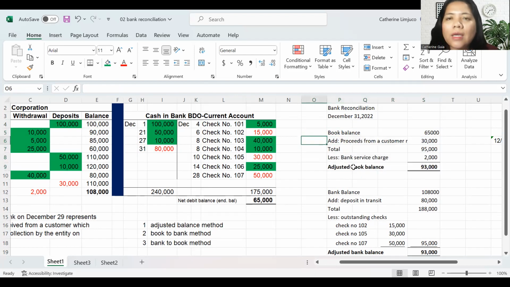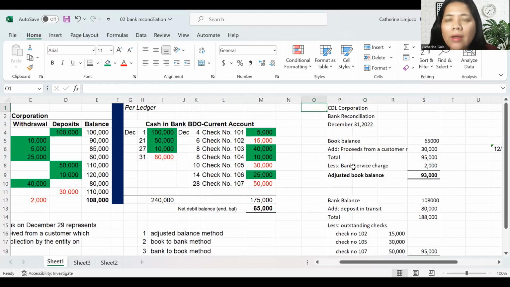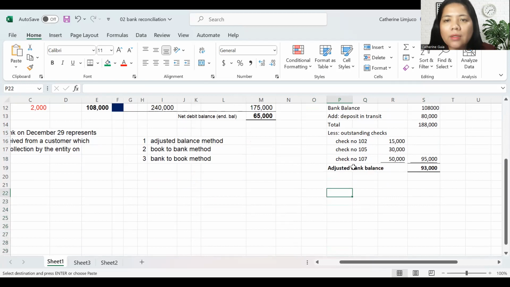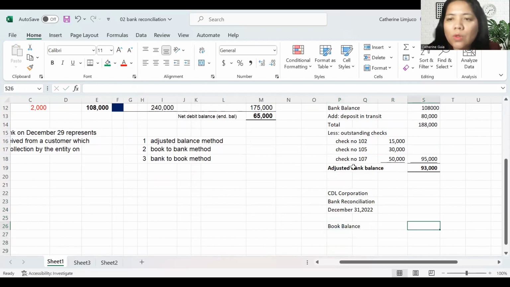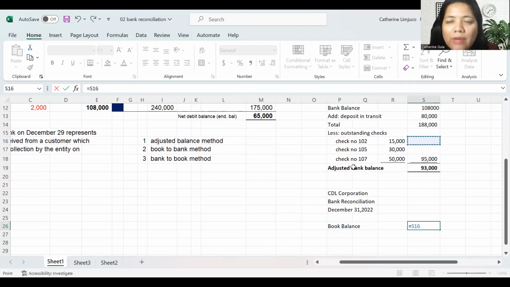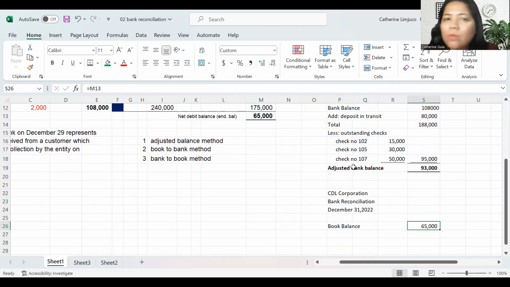Okay, how about when you prepare a bank reconciliation book to bank? Let's start with book to bank. We will copy the balance per book, which is 65,000. When you prepare the book to bank or bank to book, you will consider all the reconciling items.